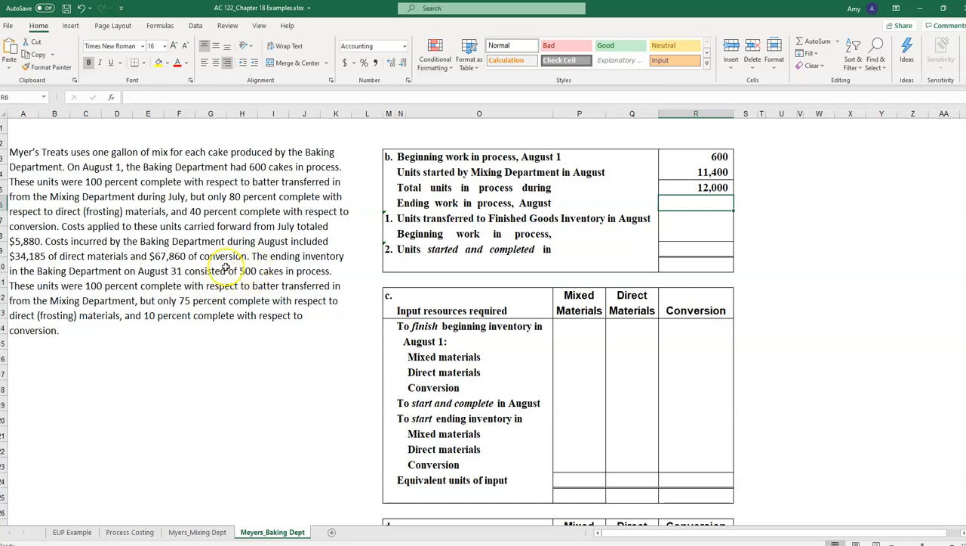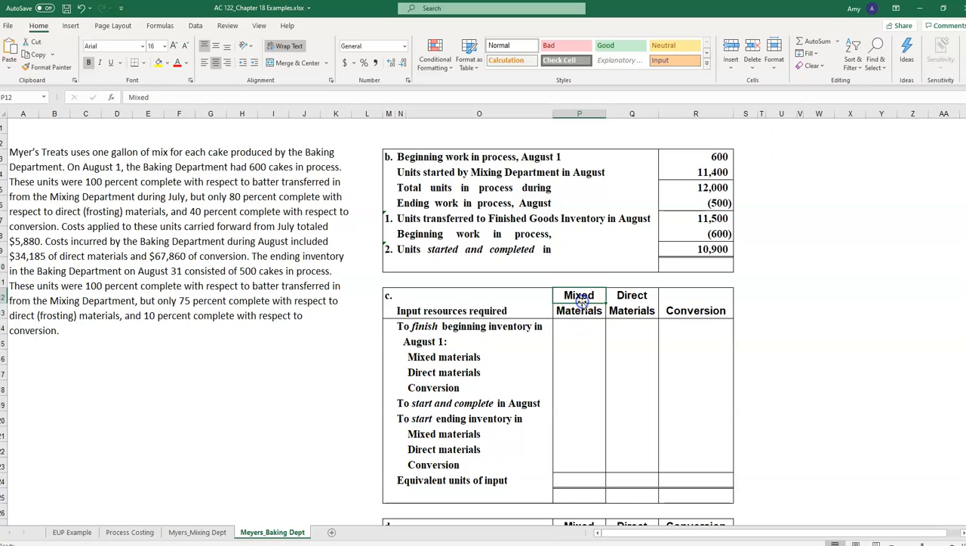Their ending work in process was 500 cakes. We're going to subtract out those 500 that aren't finished at the end of the month. And we transferred 11,500 units to finished goods. Now we'll subtract the 600 beginning work in process, and this gives us the amount that was started and completed in August.